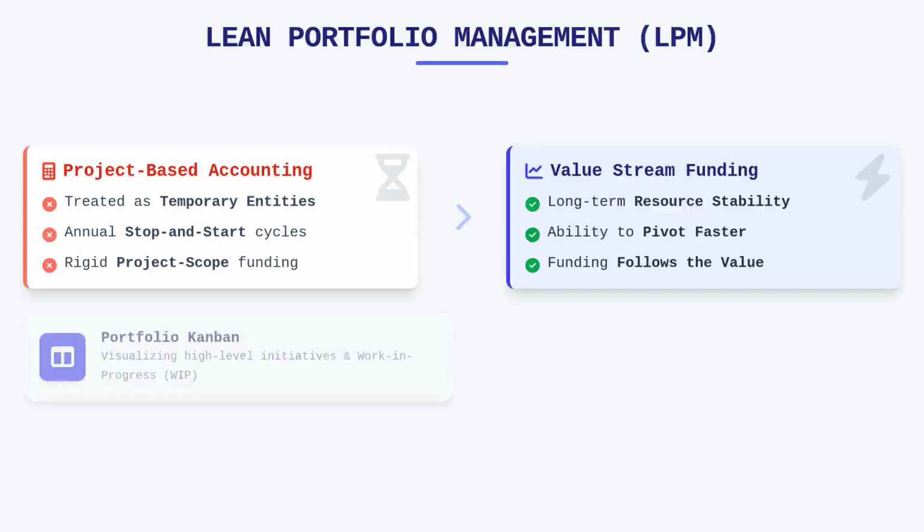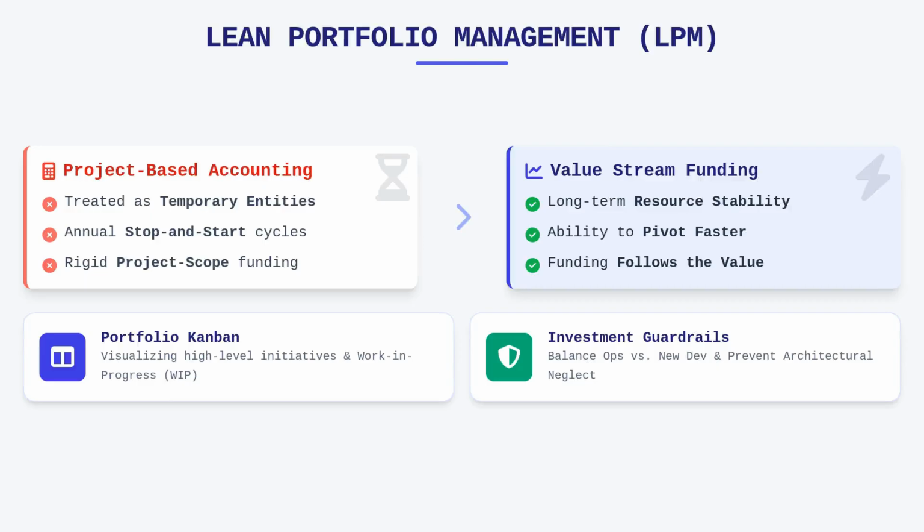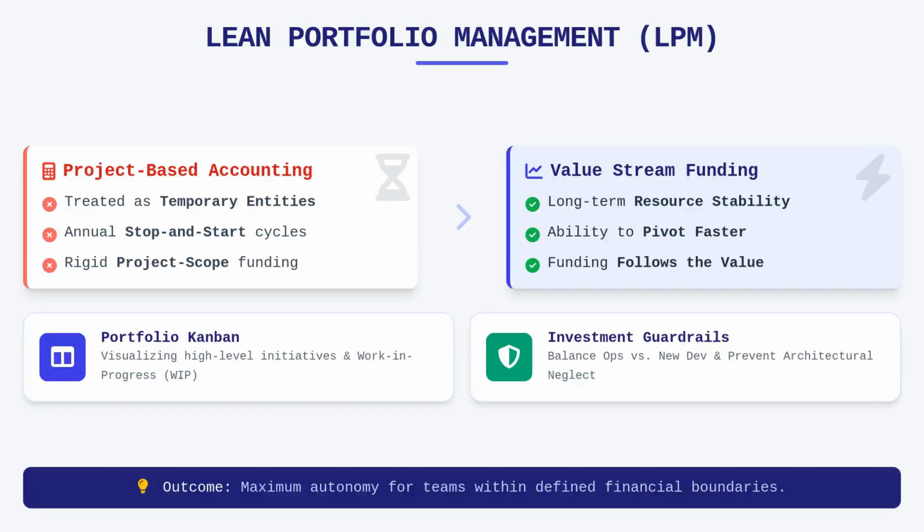We manage this flow using the portfolio Kanban, a visualization tool that helps stakeholders see the work in progress of high-level initiatives. When we apply portfolio budgets, we typically utilize guardrails to ensure that investment remains balanced between ongoing operations and new development. These guardrails provide the autonomy needed for teams to execute, while also setting the boundaries that prevent overspending or architectural neglect.